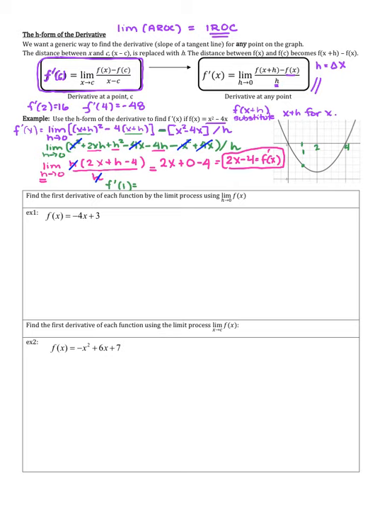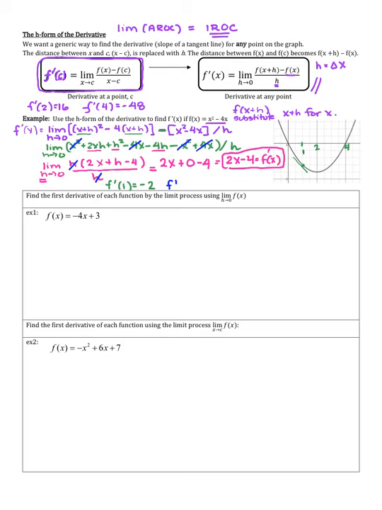Let's see, what is f prime of 1? Well, I plug it into my 2x minus 4. 2 minus 4 is a negative 2. Oh, that kind of matches. That looks like a negative slope. Let's find another point. What is f prime of, let's choose another place.